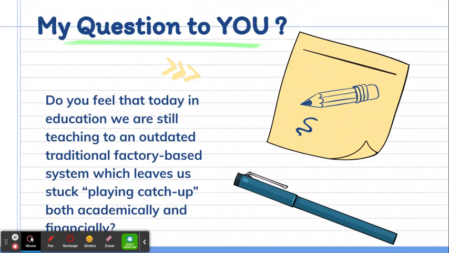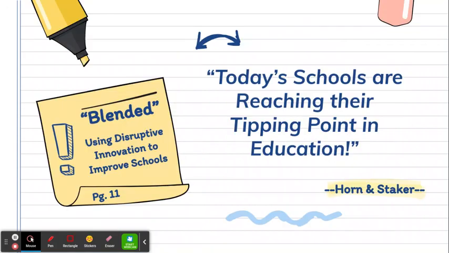Okay. My first question to you is this. Do you feel that today in education we are still teaching to an outdated traditional factory based system, which leaves us stuck playing catch up both academically and financially? I know sometimes in my school district and in my teaching classrooms, sometimes I have that opinion. So, as far as the Horn and Staker resource that we've been looking through this entire semester in this summer course, yeah, I would say today's schools are reaching their tipping point in education.